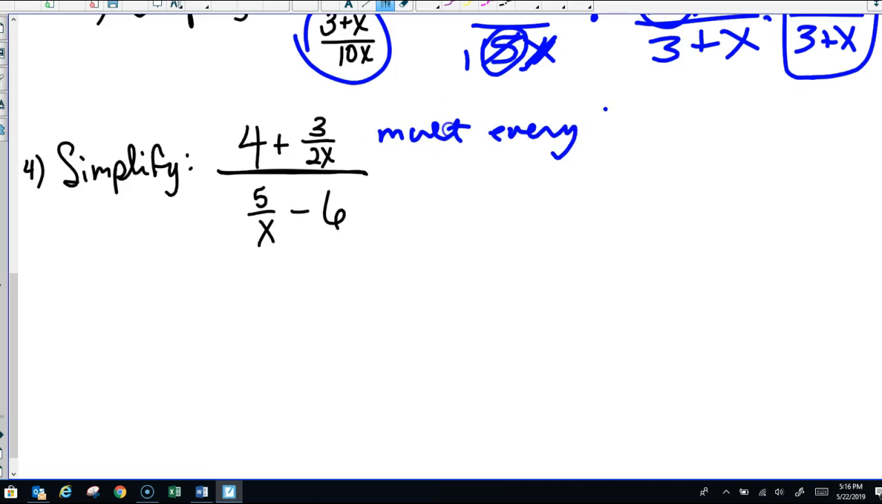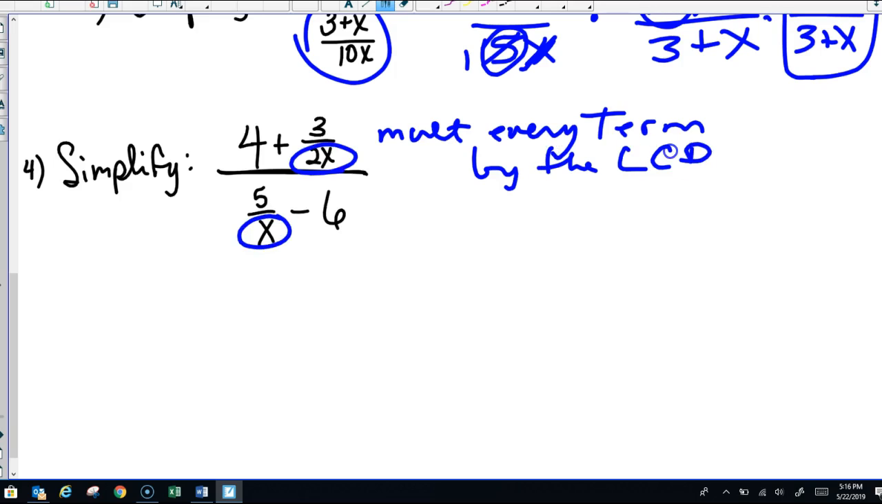every term by the least common denominator of the whole problem. So I'm looking here and here to get the LCD. Well, for a 2x and an x, the LCD would be 2x. So I'm going to go in, I'm going to multiply every single term by that 2x, whether it's a fraction or not.